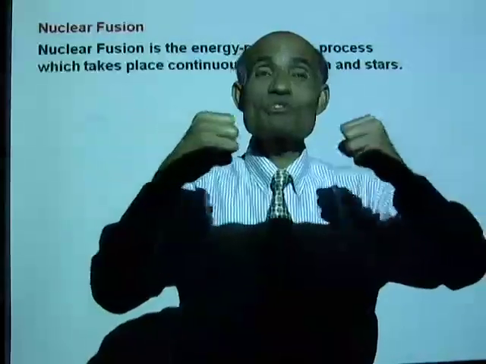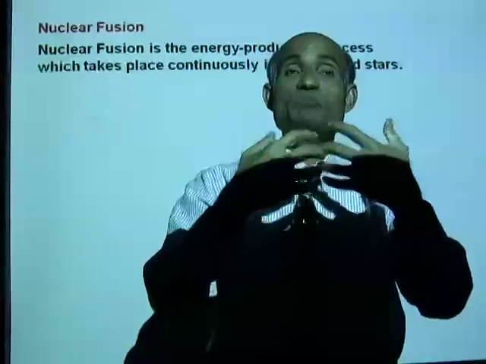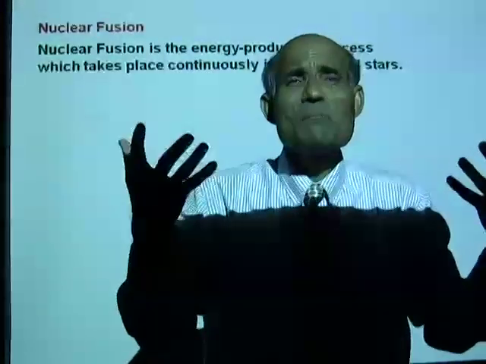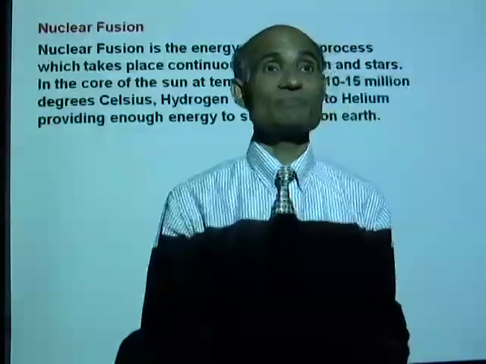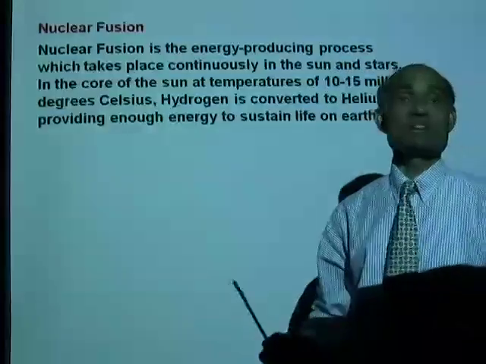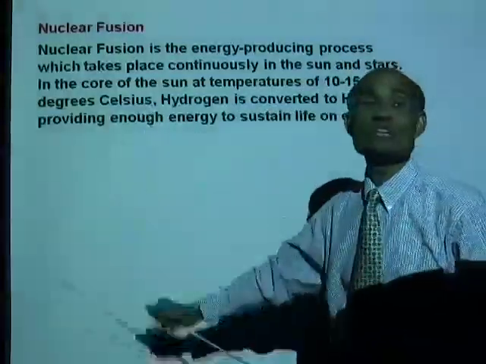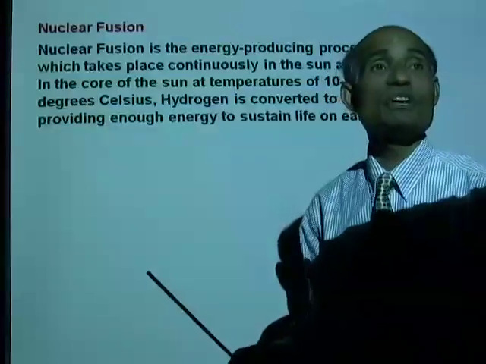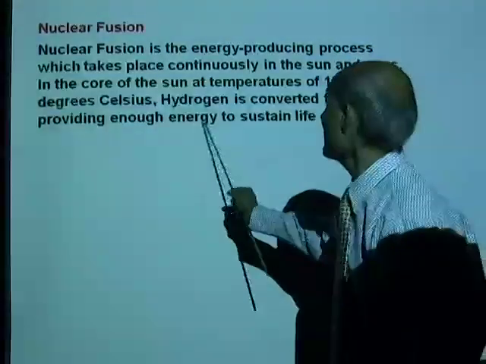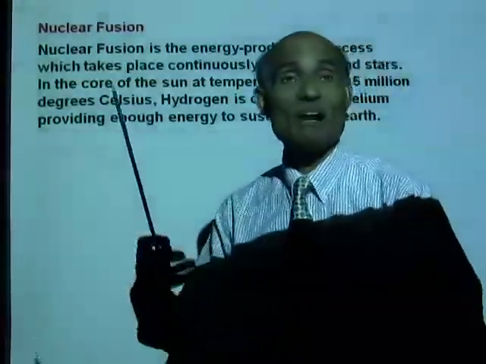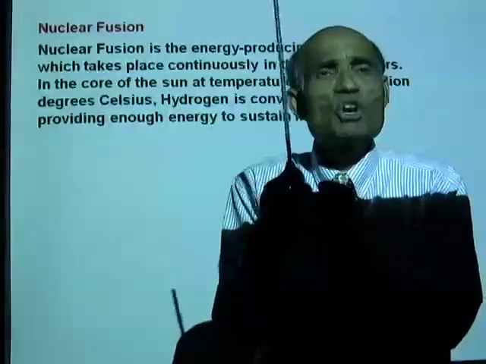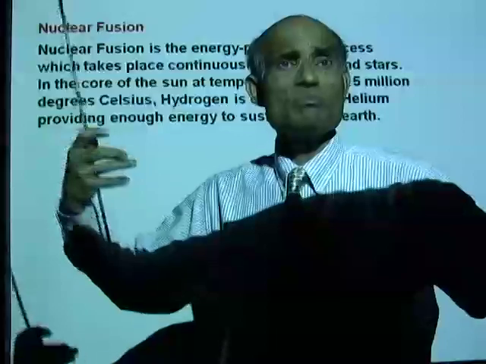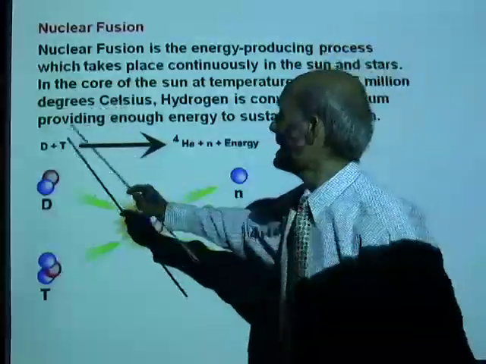But in order for this to happen, the temperature must be of the order of about 15 million degrees Celsius. Now, temperatures below that cannot start a nuclear fusion. In the core of the sun, at temperatures of 10 to 15 million degrees Celsius, hydrogen is converted to helium, providing enough energy to sustain life on Earth. In fact, all that energy that we get from the sun is the byproduct of this nuclear fusion. So fusion can produce tremendous amounts of energy. So this is what happens.